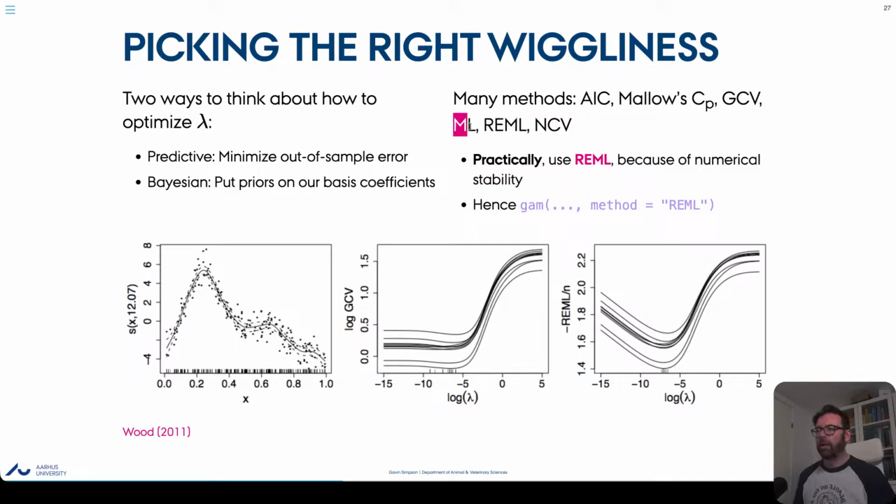You can do ML, so maximum likelihood, or marginal likelihood, I guess, but that's the ML. It works almost as well as REML in the tests that Simon did in this paper. And we'll talk more later about this neighborhood cross-validation, because this is really interesting. But those are the two main ways. If you're being predictive, then you might use AIC or Mallows' Cp, or the default generalized cross-validation. If you're being Bayesian about it, then you would use ML or REML smoothness selection. And then there is this new thing, which we'll look at later.